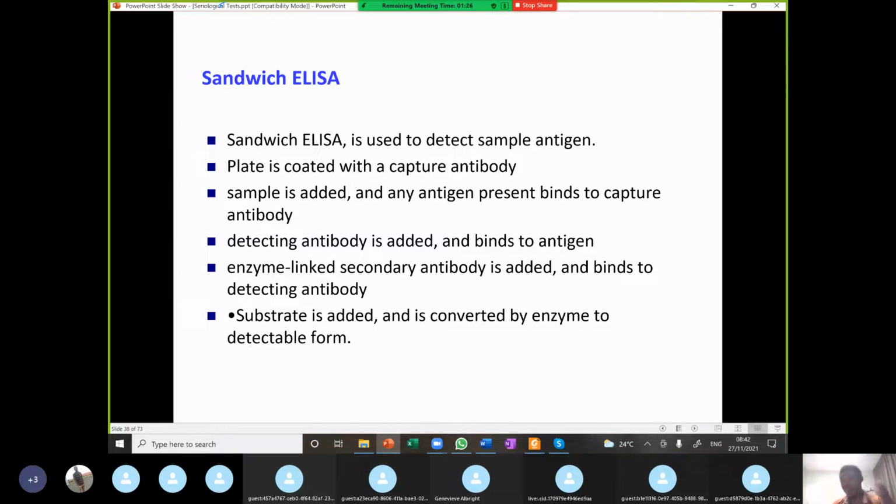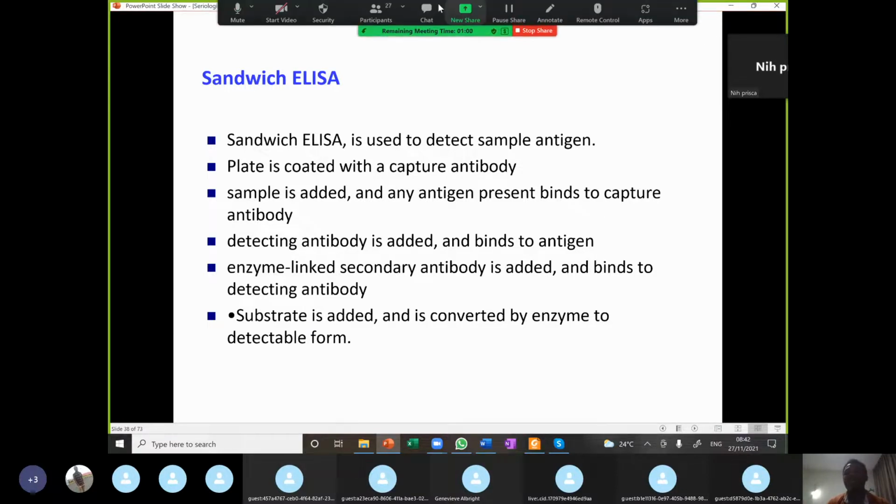Of course, I will not be repeating that wash, because you already know that after every step, you have to wash to remove the unbound. So when you add the sample containing the antigen, the antibody is going to capture the antigen.